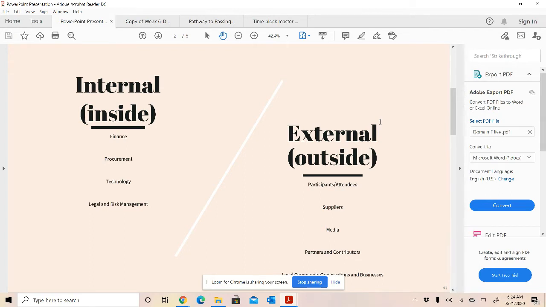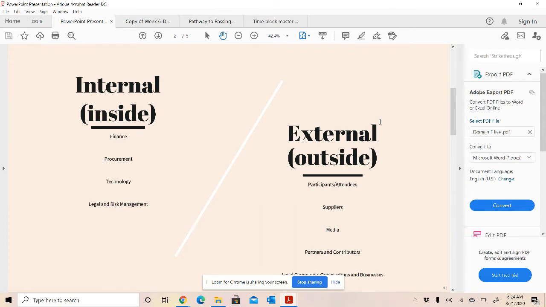But I guess let's just jump into the difference. So the internal, these are just some suggestions. There's more in the book. So I have listed the internal, which is the finance, procurement, which is also known as your purchasing department, technology. This is all your IT, legal, and risk management. So the book also has sales and marketing and security, sustainability department, human resources, training, facilities. Again, so anything inside your organization, internal.